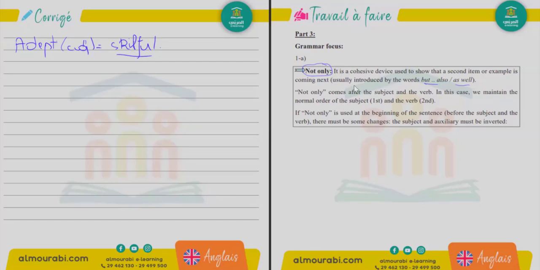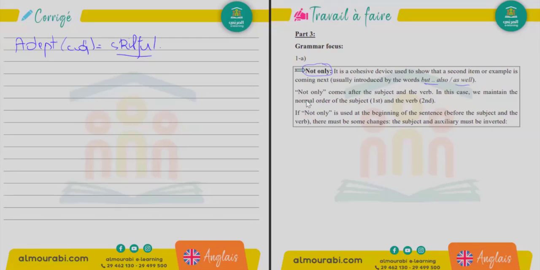Not only is a cohesive device used to show that a second item or example is coming next, usually introduced by the words but also or as well. Not only comes after the subject and the verb. In this case, we maintain the normal order of the subject first and the verb second.